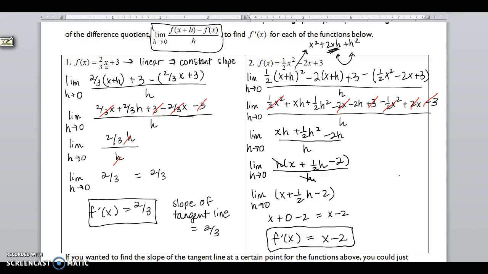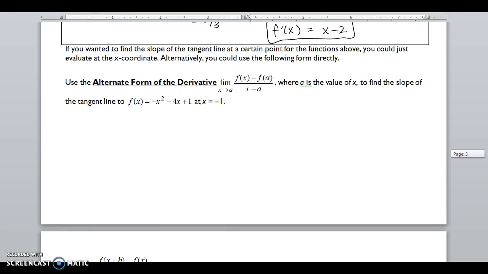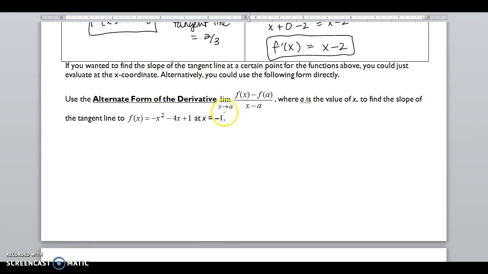Okay, so in the examples we've looked at so far, your derivative has given you an equation, and if you wanted to find the slope at a certain point, you just plug it in after you find the derivative. There's also an alternative form of the derivative. Let's take a look at that. It's the limit as x approaches a of f of x minus f of a over x minus a.